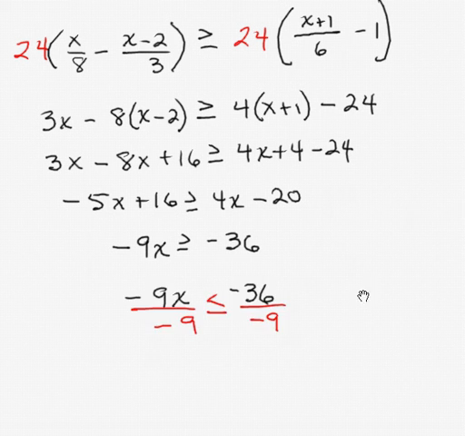And dividing by negative 9 changes the direction of the inequality. Remember, when you divide both sides of an inequality by a negative number, it changes the greater than to the less than in this case, and x is less than or equal to 4. That's my solution set.